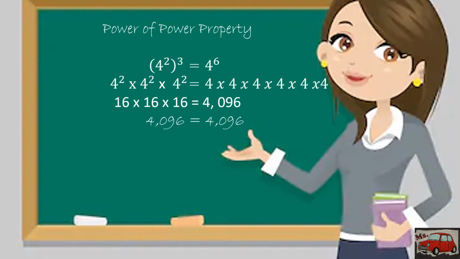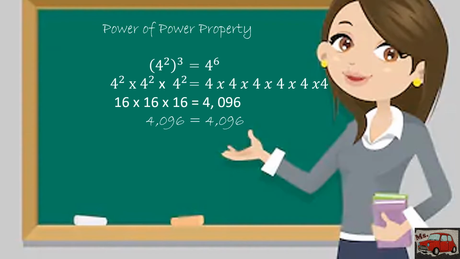Why? Kasi kung titingnan natin, yung 4 squared raised to 3, ibig sabihin, multiply natin siya ng 3 beses. So, meron tayong 4 squared times 4 squared times 4 squared. And again, di ba yung product property natin, if meron tayong same base and minumultiply natin sila, i-add lang natin yung exponent. So, we have 2 plus 2 plus 2, that is equivalent to 6. So, we have 4 raised to 6.